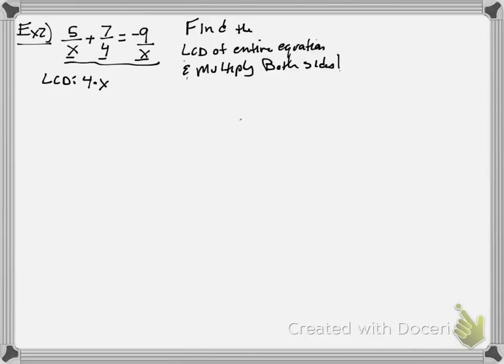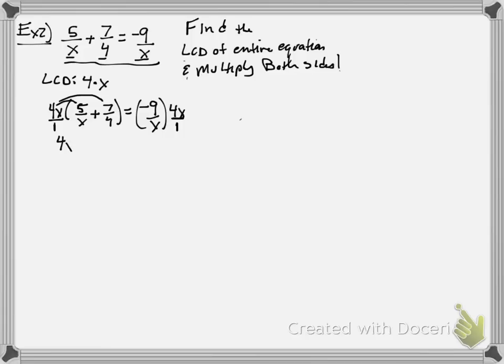So what we're going to do is multiply all terms by 4x, or basically multiply this side of the equation by 4x. So I'm going to rewrite this as 4x times 5 over x plus 7 over 4. And then on this side of the equation, we're going to multiply negative 9 over x by 4x as well. Now notice, I'm not multiplying by 4x over 4x or anything like that. I'm just multiplying by 4x, which is 4x over 1. That's in the numerator of the fraction. And so when I distribute, this is what's going to happen.